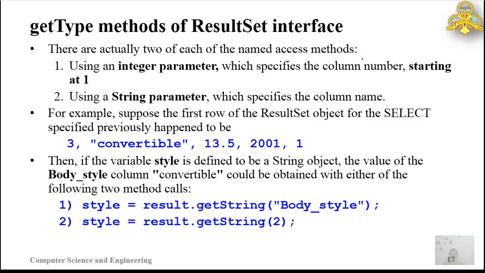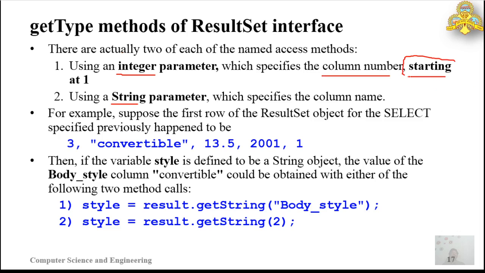Example here is: the get type method takes one parameter, which can be an integer value or a string value, an integer parameter or a string parameter. One important point you should remember is that while specifying the column number or field number for the get type method, it always starts from 1.